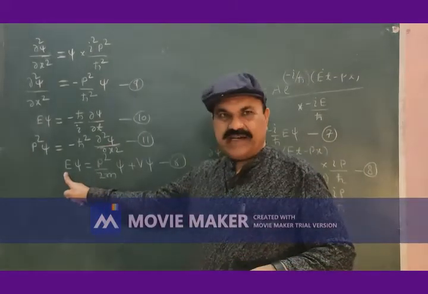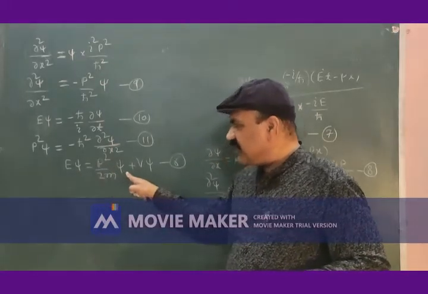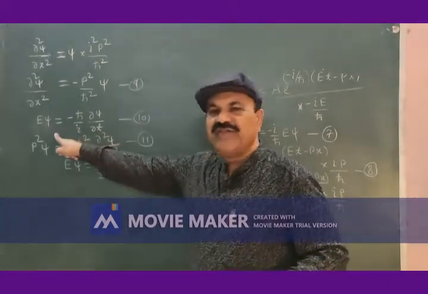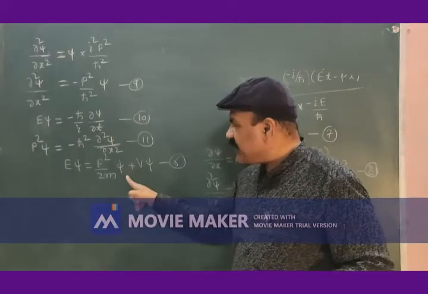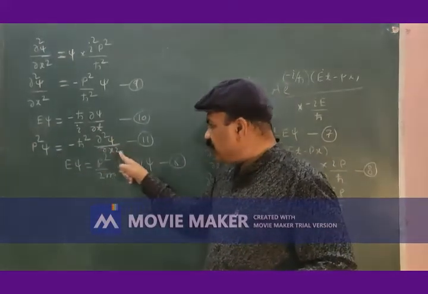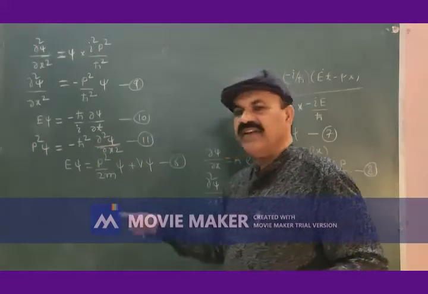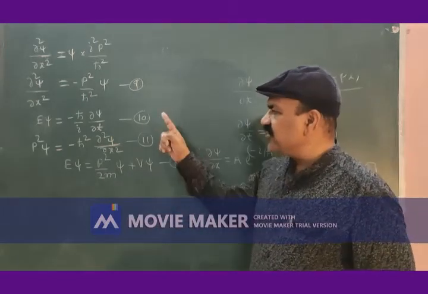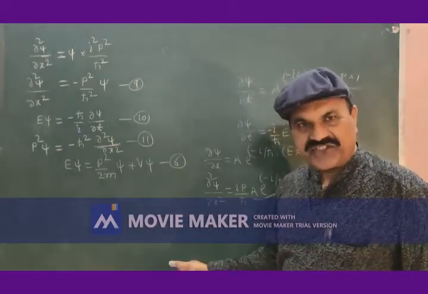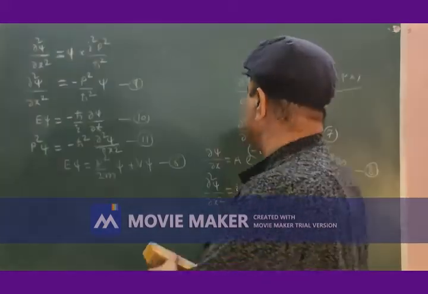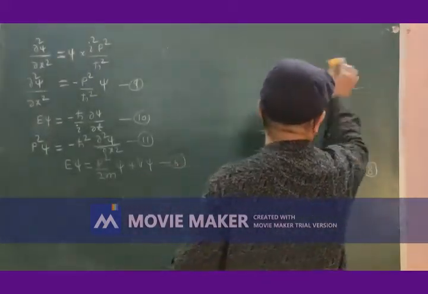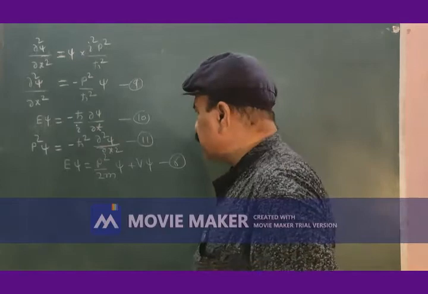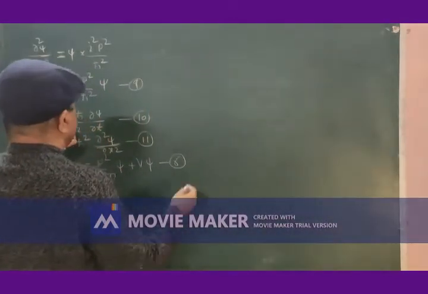Come to equation 6. Here we have the term E psi and here we have the term p square psi. For this E psi, we shall put the value from equation 10, and for this p square psi, we shall put the value from equation 11. Putting the values of E psi and p square psi from equations 10 and 11 into equation 6, equation 6 now can be written as, for E psi, let me write this.